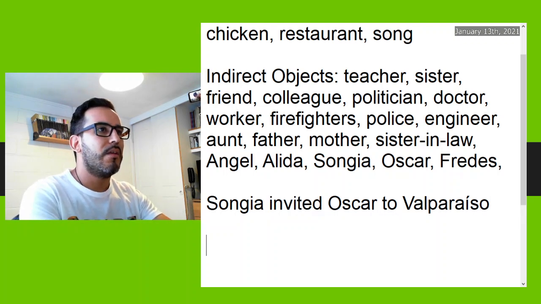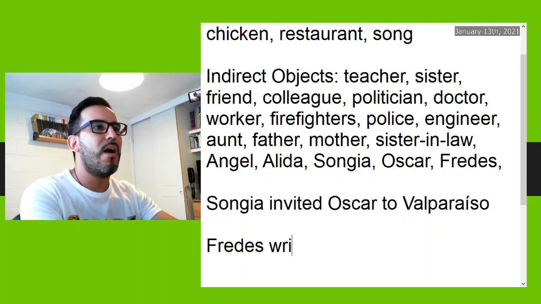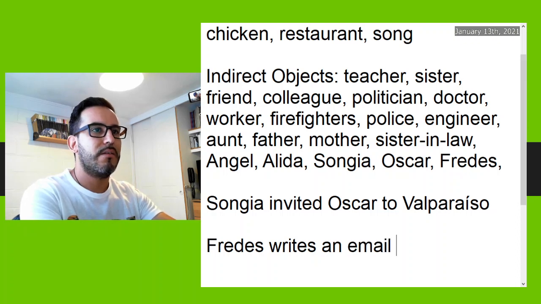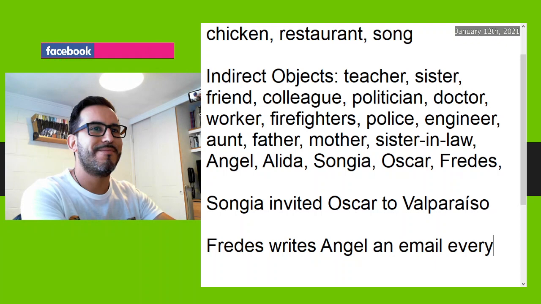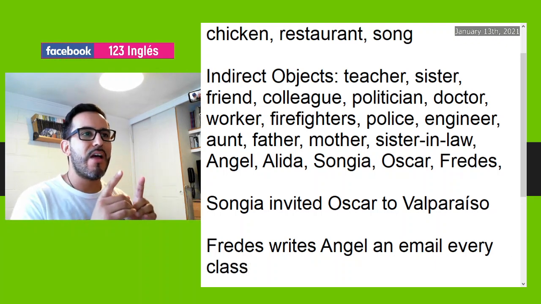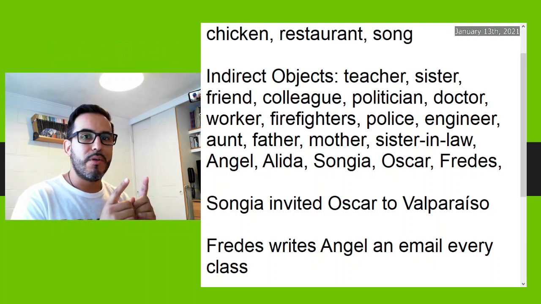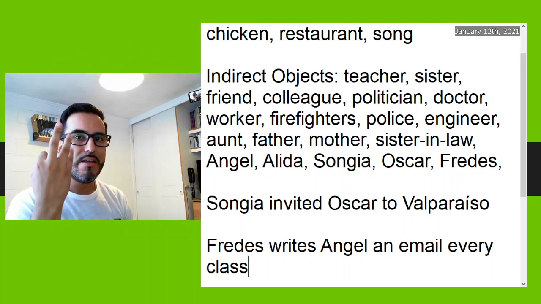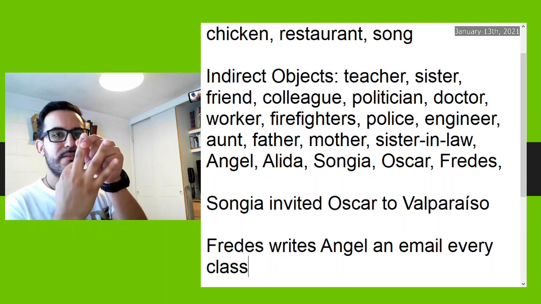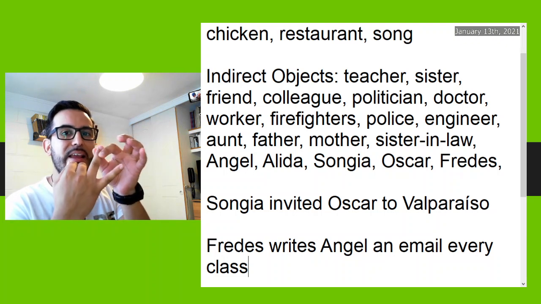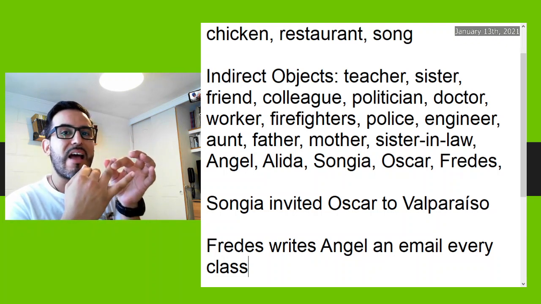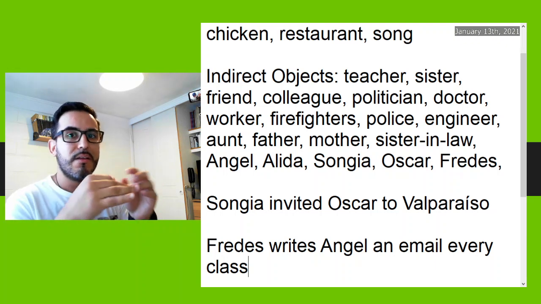Another example. If I say, Fredes writes an email. Okay? No, wait a second. Fredes writes Angel an email every class. Alright? Here we have another example. In this example, we have three elements. Okay? Three participants. Fredes, yeah, this girl here in the class, Fredes. Angel is receiving, yeah, he is affected by the verb write, okay?